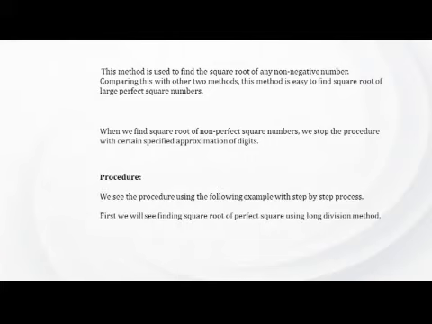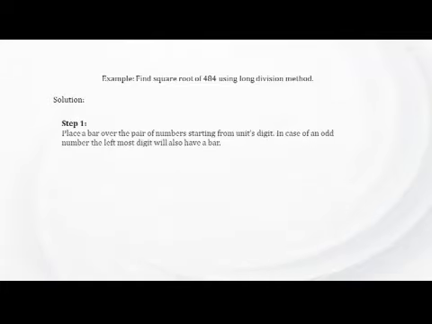Procedure. We see the procedure using the following example with a step-by-step process. First, we will see finding the square root of a perfect square using the long division method. Example, find the square root of 484 using the long division method. Solution. Step 1. Place a bar over the pair of numbers starting from the units digit. In case of an odd number of digits, the leftmost digit will also have a bar. 4 with bar and 84 with bar.